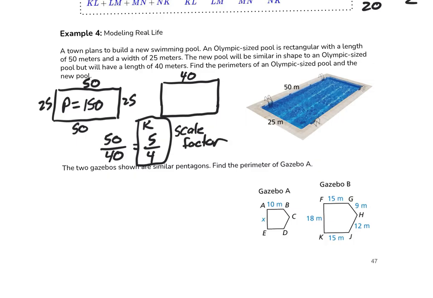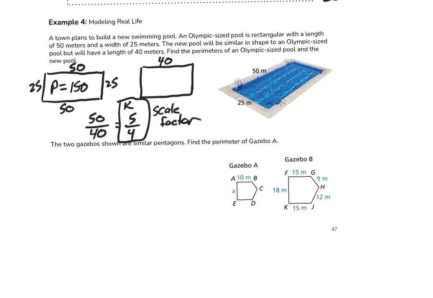We don't have to find the width over here. We could find it if we wanted to, but we don't have to. Because what we can do now that we know our scale factor, we're going to use our K value, and we're going to now compare the perimeters, okay? We don't know the perimeter of the small one. That's what we're trying to find. But we do know the perimeter of the big one. So the perimeter of the big one is 150.